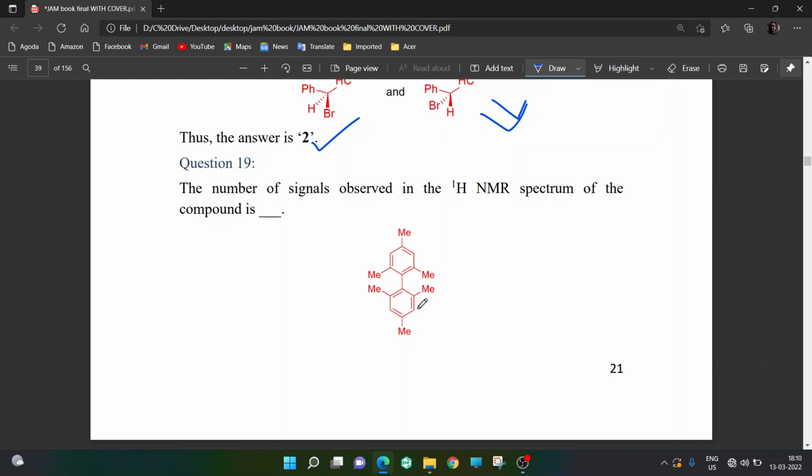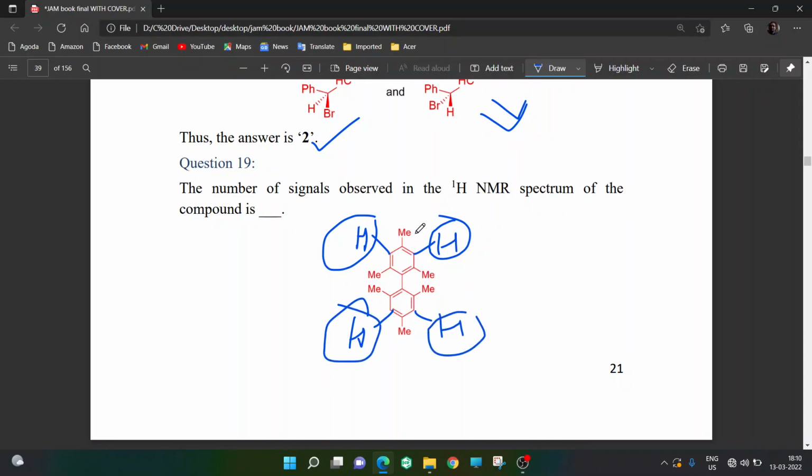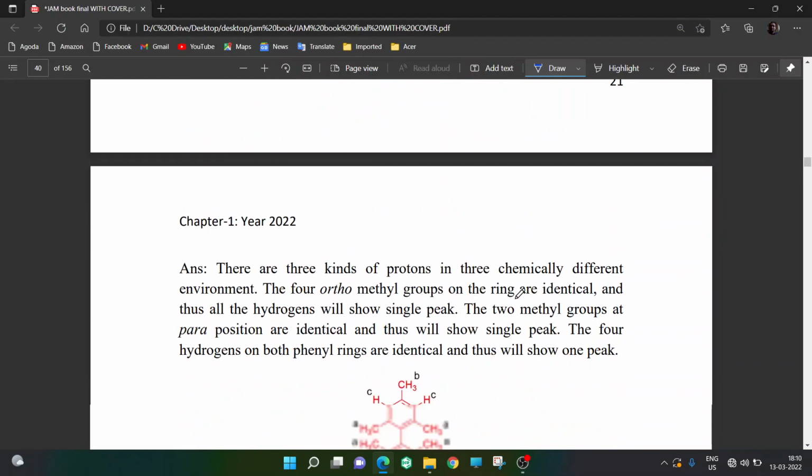Okay, and when you move to next, here there is a hydrogen, here there is a hydrogen, right? So these two are again identical, these two are again identical. Similarly, these two hydrogens are also identical. So this will show a second signal, and then this CH3 and CH3 also show a third signal. So the number of signals should be 3.